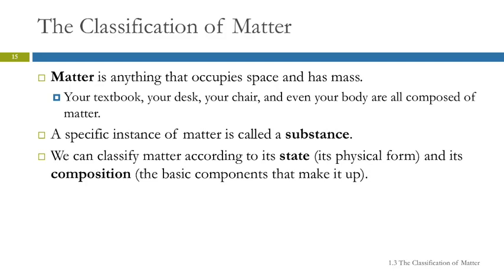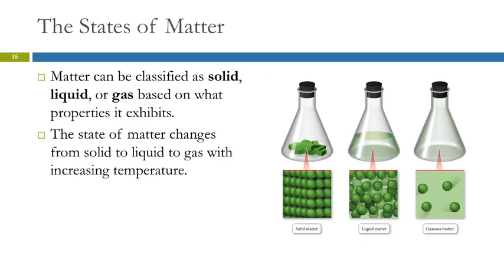Okay, so we can classify matter by its state or by its composition. By its state, we mean its physical form. And the composition means what are the components that make it up. Let's look at the state first. So there are three major states of matter: solid, liquid, and gas. There are a couple others, but they're very unusual, and we're not going to talk about them in this class.